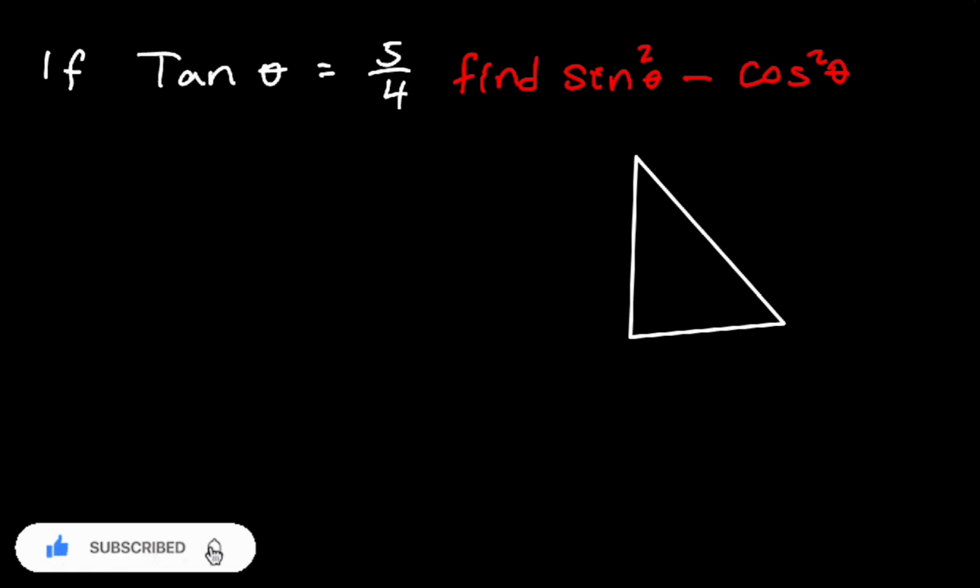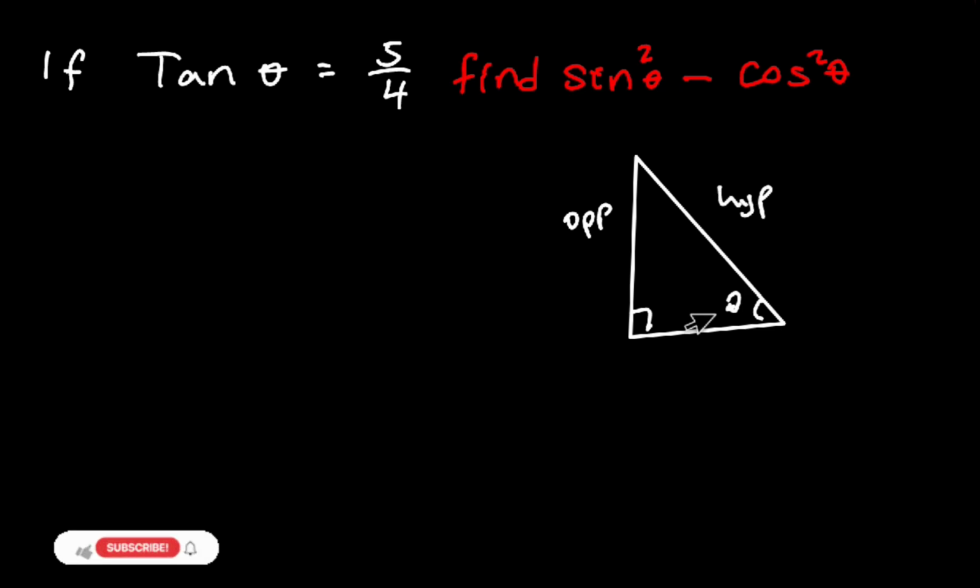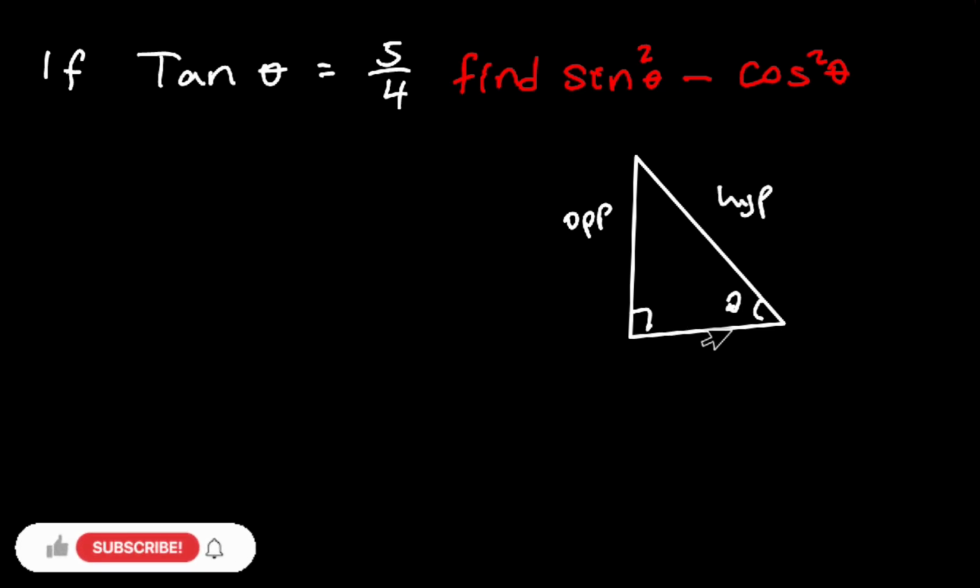So having drawn this triangle, let this be our reference angle theta, and then this is angle 90. Then the side that is facing this reference angle is the opposite. The longest side, which is the side facing this angle 90, is the hypotenuse, and then the other line, which is the line that has the reference angle and the angle 90, is the adjacent.